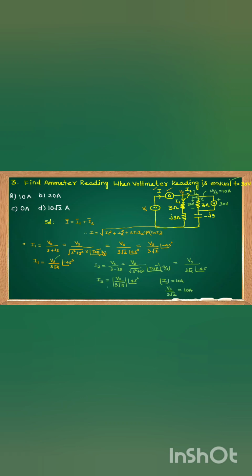If Vs by 3 root 2 is 10 ampere, now you have to calculate I1. Substitute Vs by 3 root 2 as 10 ampere: I1 is 10 at an angle of minus 45 degrees. Similarly for I2, substitute Vs by 3 root 2 as 10 ampere, so I2 equals 10 at an angle of 45 degrees. So I1 is 10 at an angle of minus 45, I2 equals 10 at an angle of 45 degrees. Then what is the angle between I1 and I2? Let this be the reference, 10 at an angle of minus 45.